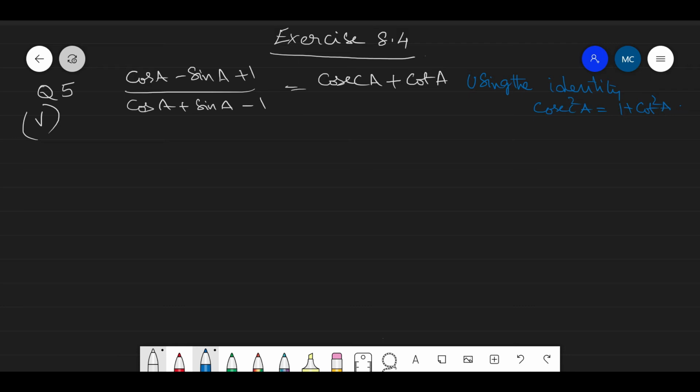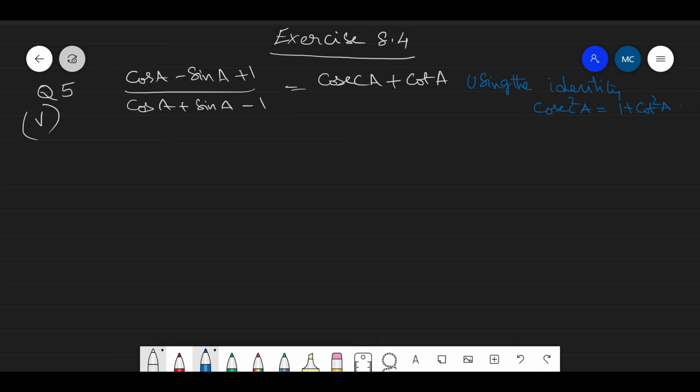It is cos A minus sin A plus 1 by cos A plus sin A minus 1 is equal to cosecant A plus cot A. In the textbook itself, they gave you a hint using the identity cosecant square A is equal to 1 plus cot square A. But in the exam, they will not give you any hint like this. Then how do we go about this problem?